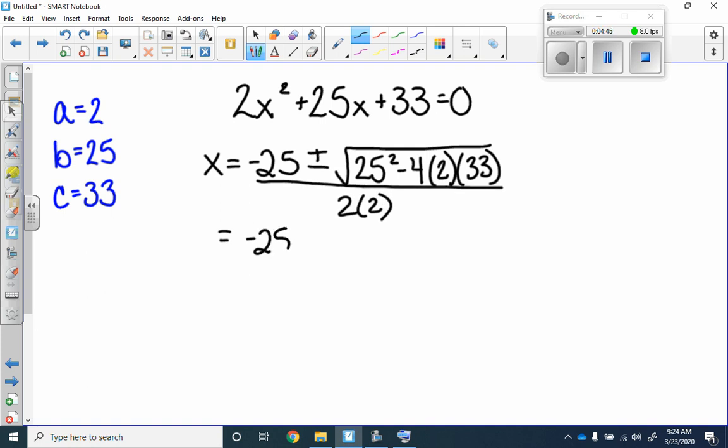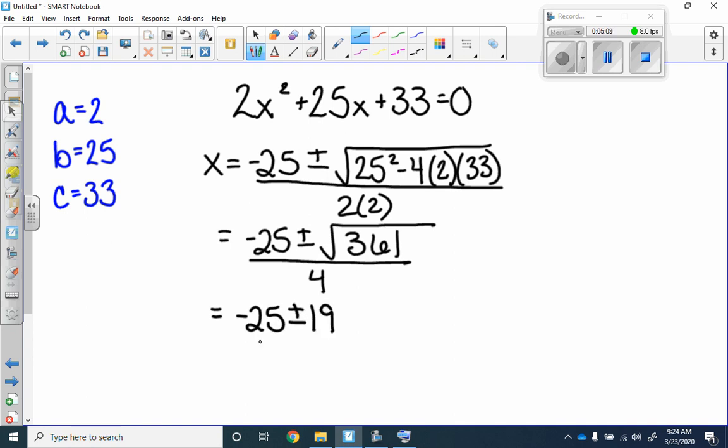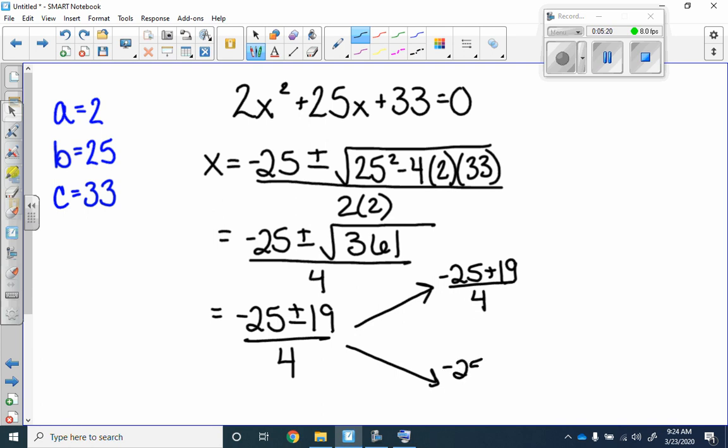So we get negative 25 plus or minus, and I'm going to take 25 and square it, subtract 4 times 2 times 33, and we get 361. So square root of 361 all over 4. The square root of 361 is 19. So negative 25 plus or minus 19 all over 4. So now we're going to break this down into negative 25 plus 19 divided by 4, and negative 25 minus 19 divided by 4.